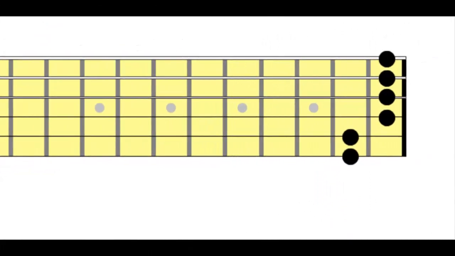And now it's time to look at a very easy way to remember all the flat keys. We're going to use this shape that you see on the screen in front of you to help us remember the names of all the flat keys and the various notes that are flattened in each key.